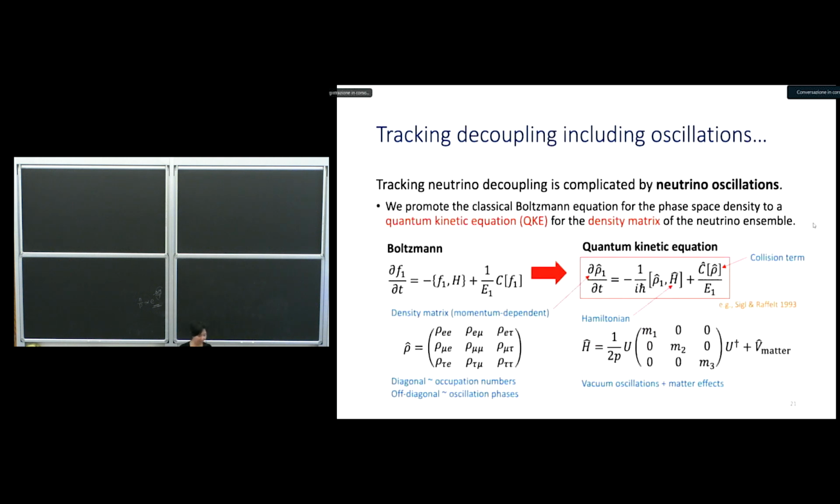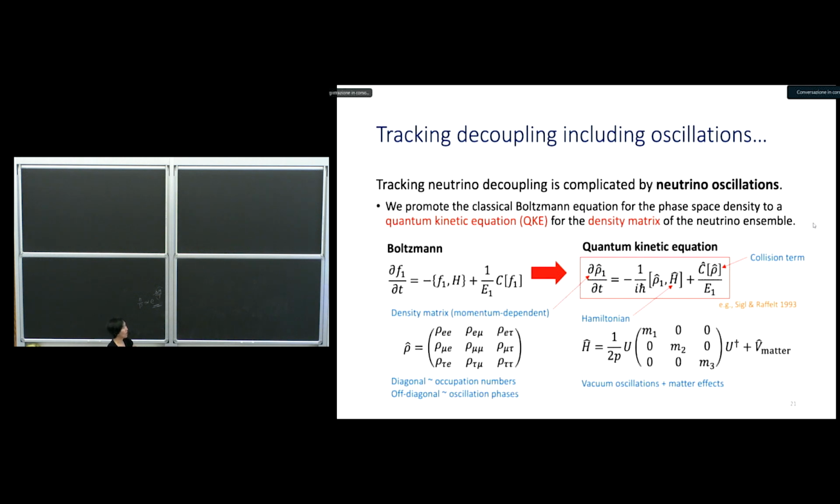The case of neutrinos is slightly uglier, and that's because we also need to take into account the fact that there are flavor oscillations. Essentially what it means at the technical level is that instead of using a Boltzmann equation that looks like this, you need to promote all the phase space densities to density matrices. And the density matrix looks something like that. This is for 3 flavors, if I'm interested in a 3 flavor case. The diagonal terms here are essentially the occupation numbers, so the same as the phase space distributions. And you also have a bunch of off-diagonal elements here, which are there to describe the oscillation phases. So that's what you have.